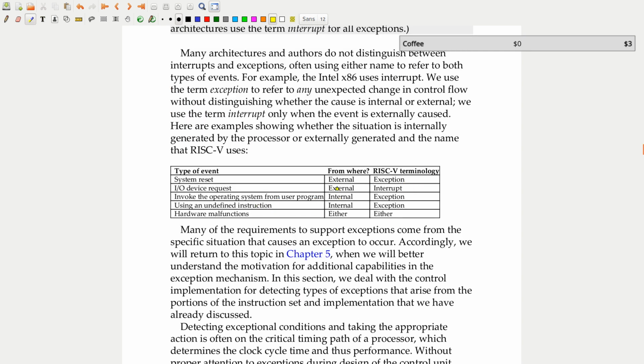So let's talk about where they come from and the RISC-V terminology. If we get a system reset, it's external and we call it an exception. However, for something that's I/O that's external, we call that an interrupt. If we invoke an operating system from a user program, it's internal and it's an exception. An undefined instruction is internal and an exception. And for hardware malfunctions, if something goes wrong with the processor, it can be either external or internal, and it can be either an exception or an interrupt.